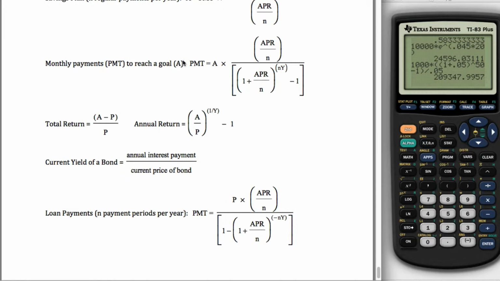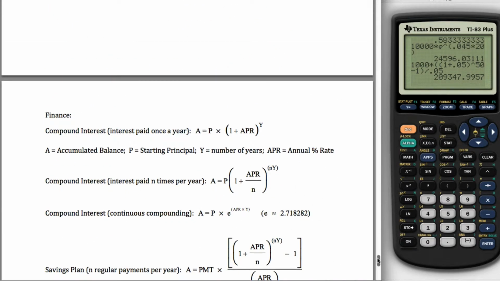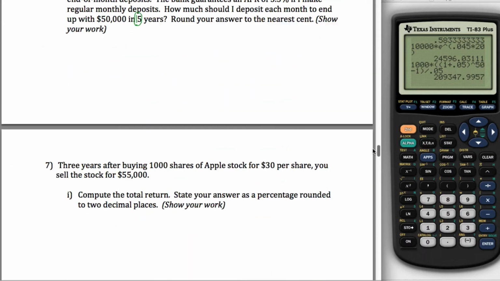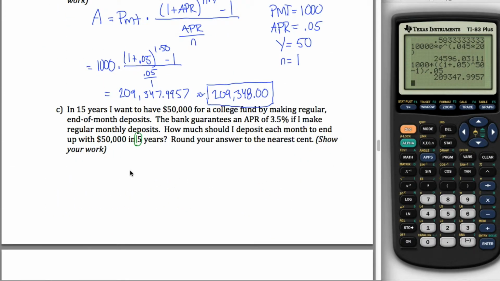Like if you want to have $50,000 in a certain amount of years, this is the one we want to use. This one's a little bit different. It's similar, but these are loan payments. It's like if you owe so much money, how much should you pay if you borrowed money from somebody? So I am going to use this top guy here. And I'll write it right here. Maybe I can do it in green.